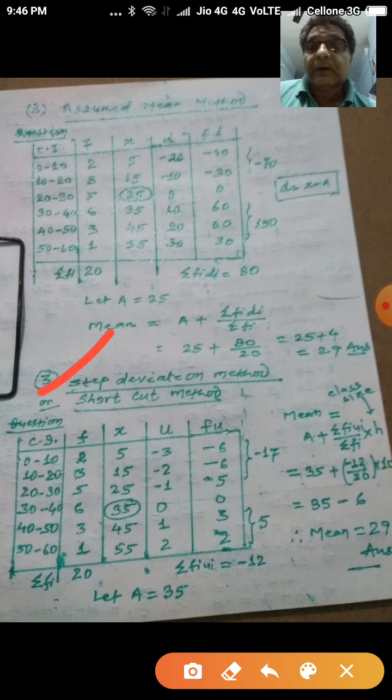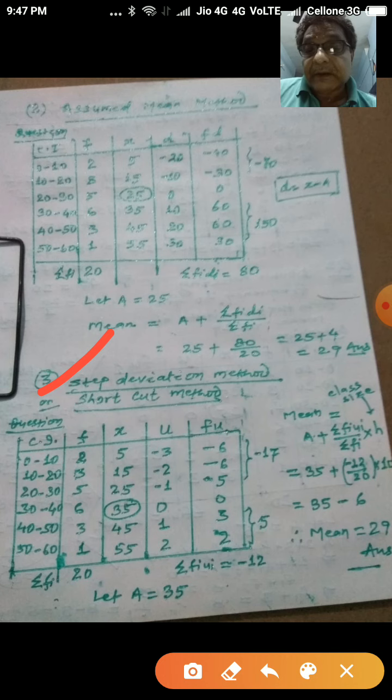This method is called the step deviation method or shortcut method. Actually, as the name suggests, it is a shortcut method, but if you see the work, you will wonder how it is a shortcut. Actually, the name shortcut method is given on the basis that its calculation is always very easy in comparison to other methods.